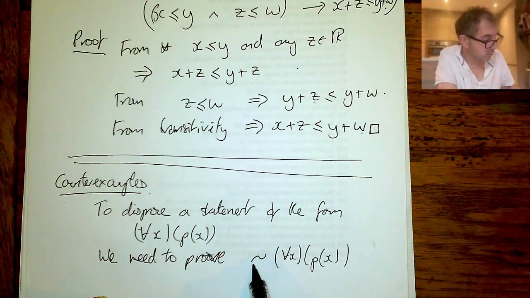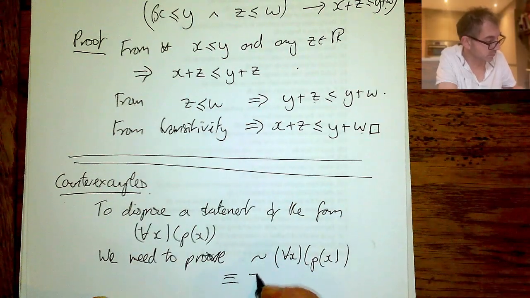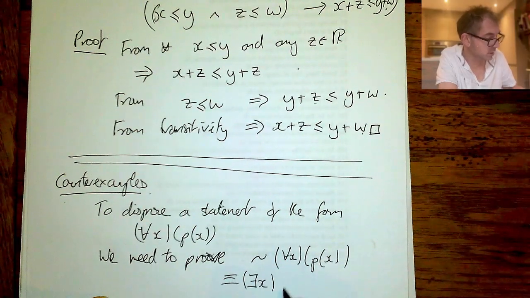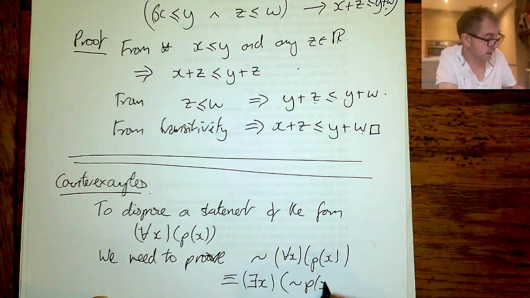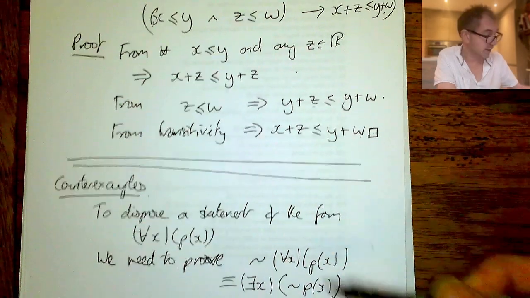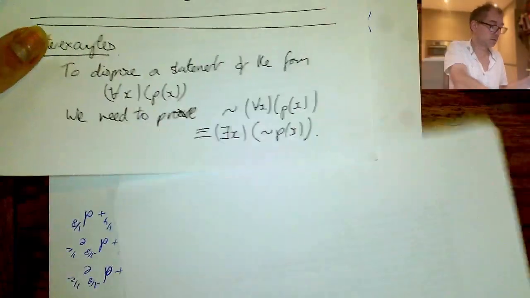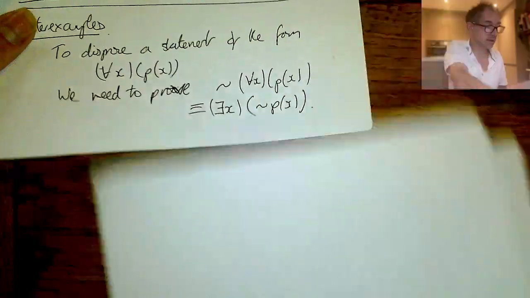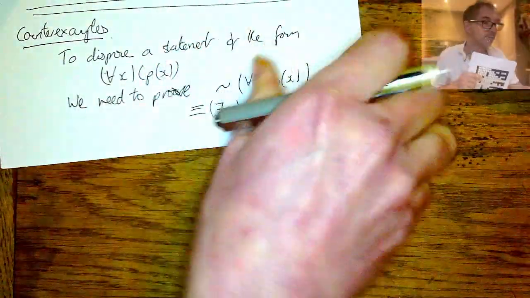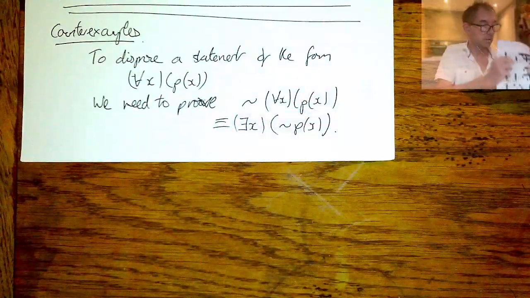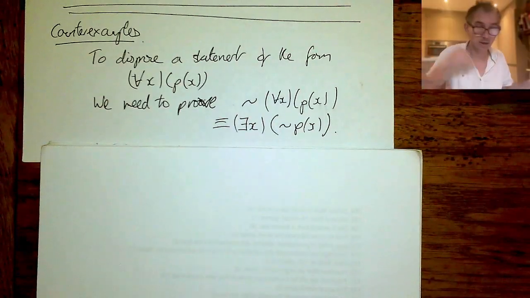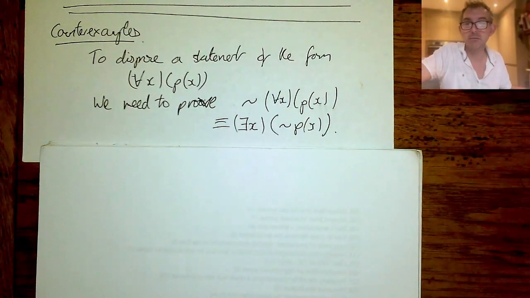And we know that there is a way of moving this not through the quantifiers if we can swap them. So this is equivalent to there exists an x such that not p of x. And that is the basic idea for disproving statements of this particular form. So let me give you an example, and then we will probably finish there, I think.